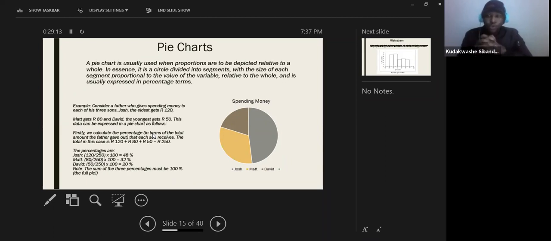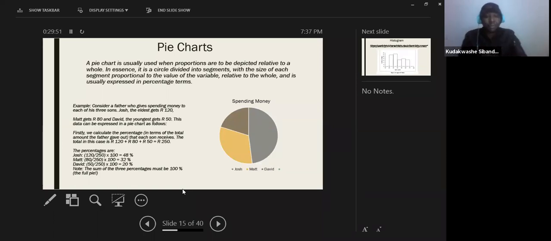You see, when you collect your data, there's what they call demographic data. So you need to show that type of data in the form of a pie chart. So that's where the pie chart comes into play. A pie chart is usually used when proportions are to be depicted relative to a whole. So you want to see the percentage of a certain segment of that data based on the whole amount of that data. In essence, it is a circle divided into segments with the size of each segment proportional to the value of the variable relative to the whole, and is usually expressed in percentage terms.